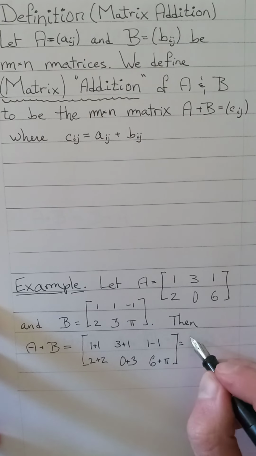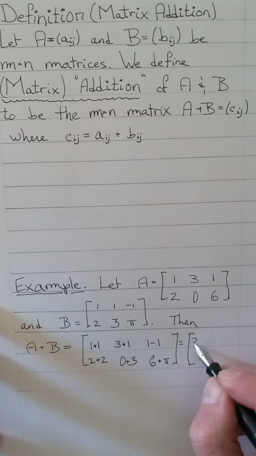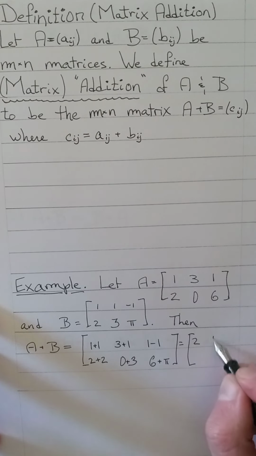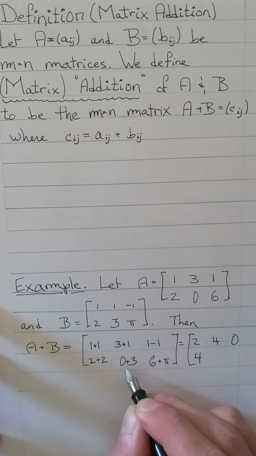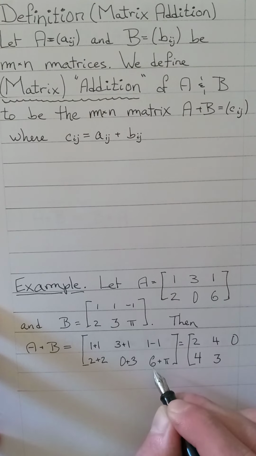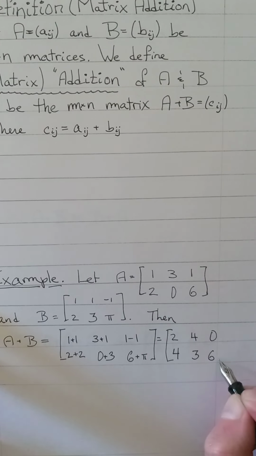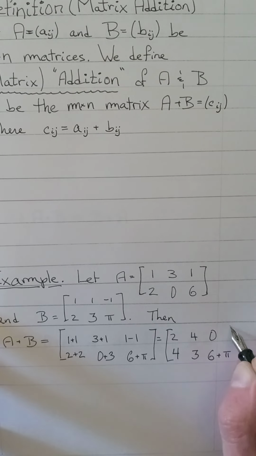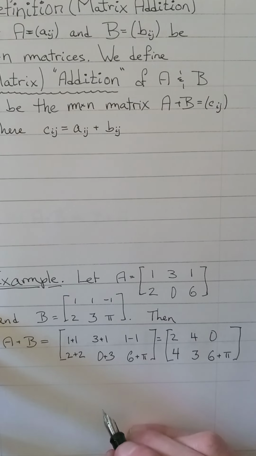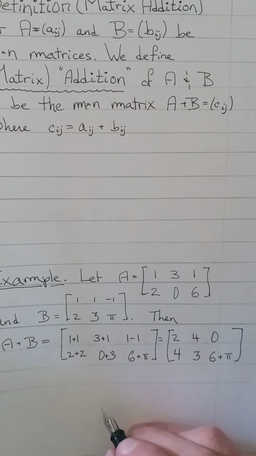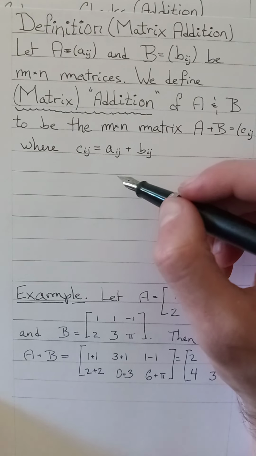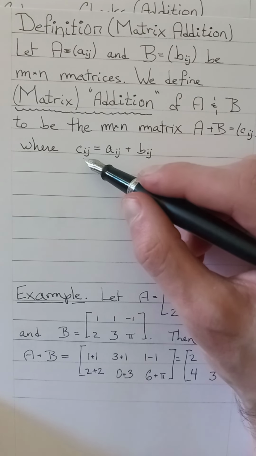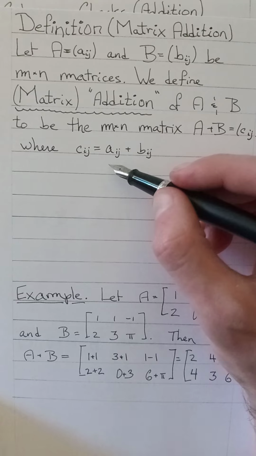And we can evaluate each of these. So 1 plus 1 is 2. 3 plus 1 is 4. 1 minus 1 is 0. 2 plus 2 is 4. 0 plus 3 is 3. 6 plus pi, well, that's as good as it gets. And we could take a decimal approximation, but I'm not going to bother. So this is the defining quality of matrix addition, that the result is just adding up all the components, component-wise.